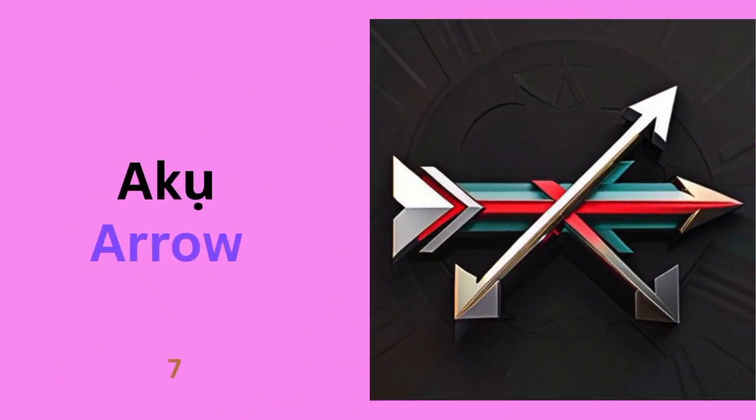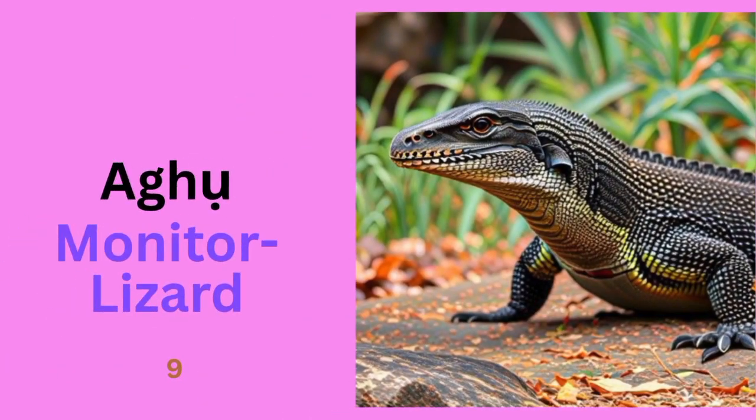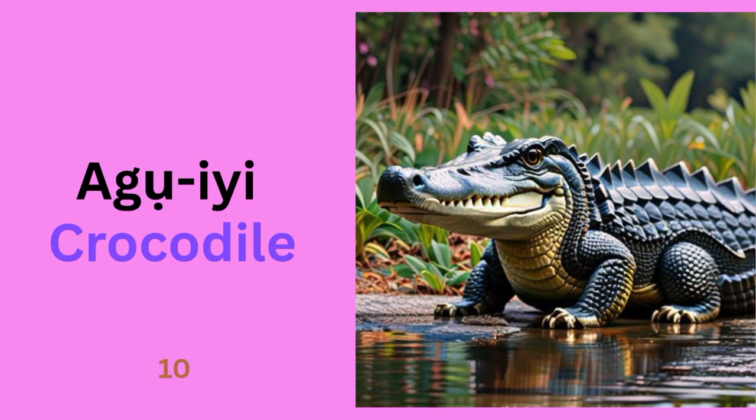Number seven, ako, pronounce properly. Arrow, ako. Let's go on to number eight. Aya, this is not aga or aha, it's aya, war. Number nine, ao, the same word, GH pronounced as a, ao, monitor lizard. Number 10, agui.